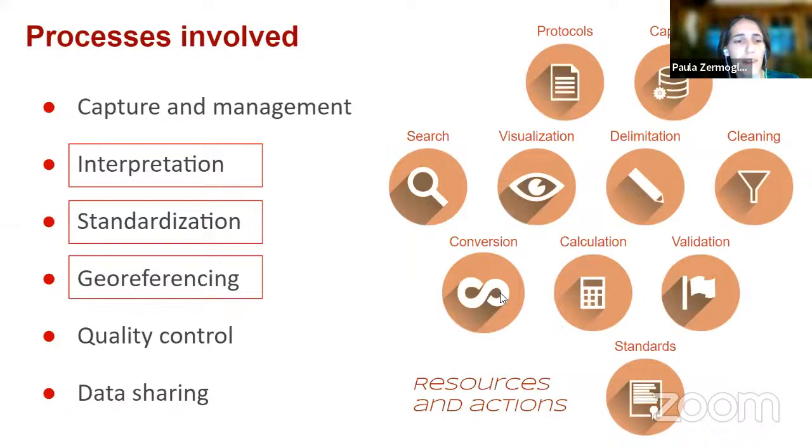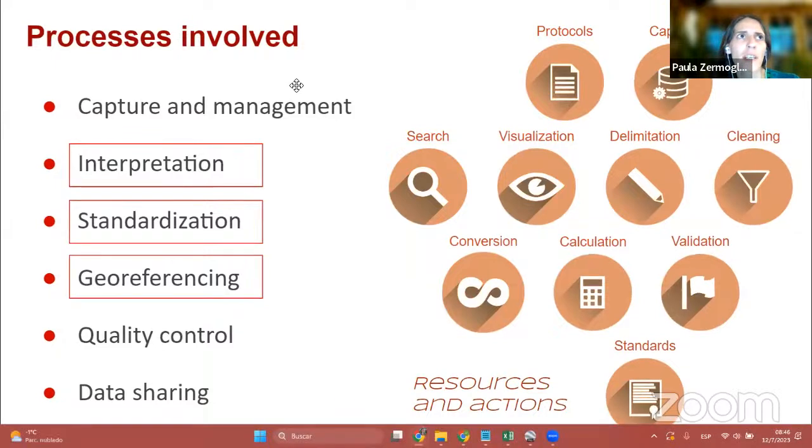Just as a very quick introduction, when we talk about georeferencing in the bigger picture, we're talking about a much larger process than the calculation. This includes from the capture and management of the data to the interpretation, standardization, georeferencing, and then quality control, and finally data sharing. So in this course we focus on these 3 stages, which are interpretation, standardization, and georeferencing of location data.